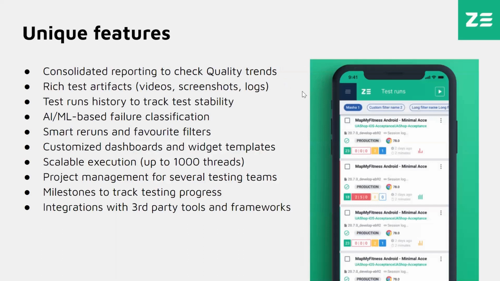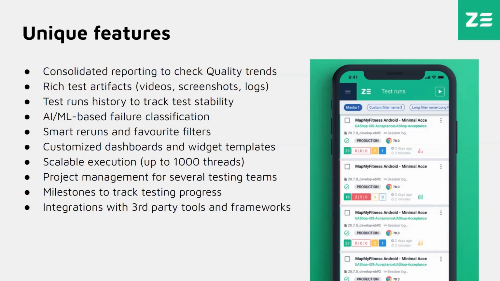So the unique features of Zebrunner, actually, first of all, it's the consolidated reporting that allows you to check the quality of your product every day, 24/7. Zebrunner helps to analyze your failures with rich test artifacts like videos, screenshots, logs. All of these can be easily configured for every project that you have.